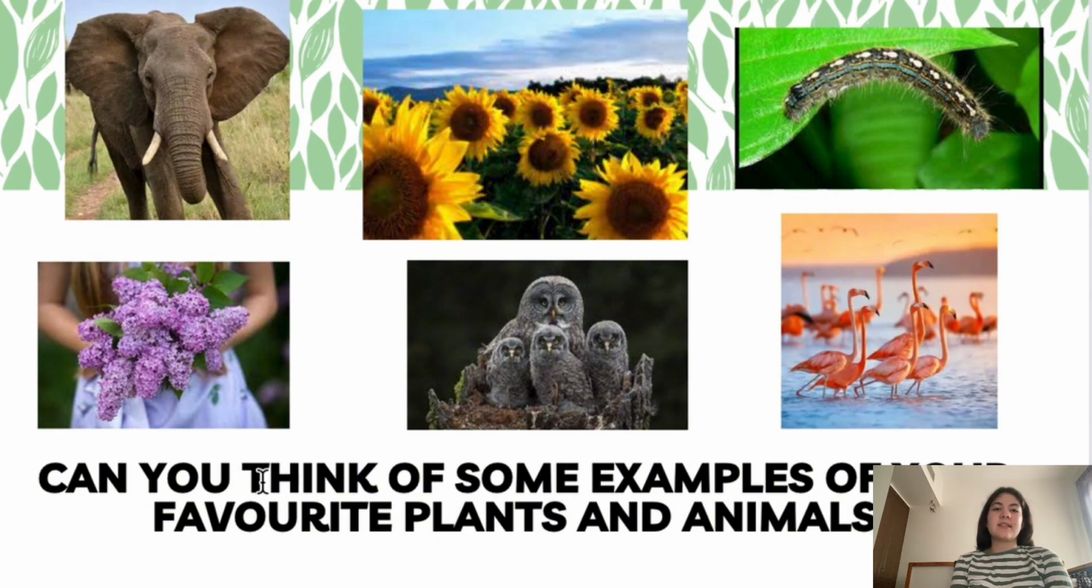Can you think of some examples of your favorite plants and animals? Let's talk about our favorite animals and plants. What animals make you smile? What flowers do you love to smell? Pause the video and think for a few seconds. It could be a huge elephant, a yellow sunflower, a fluffy dog, a pink flamingo, or even a beautiful rose.